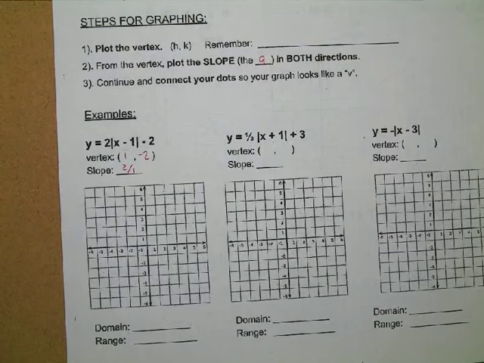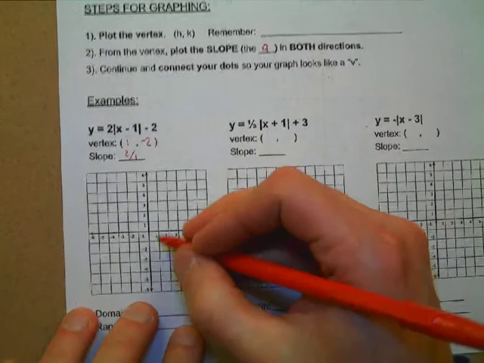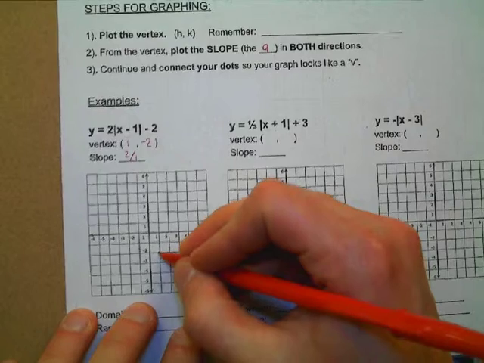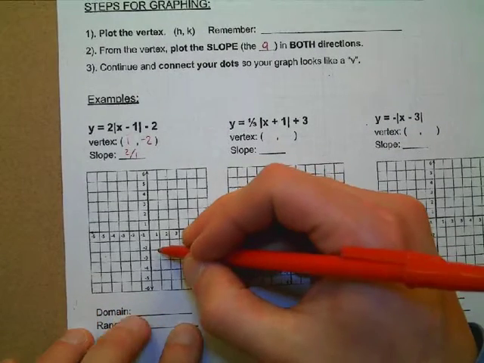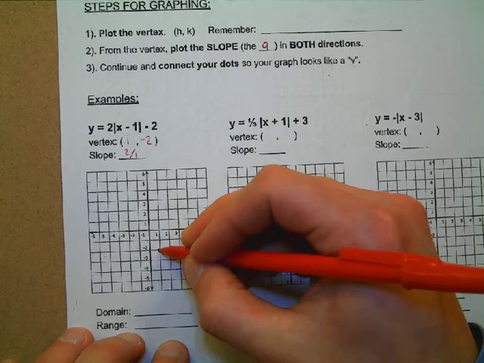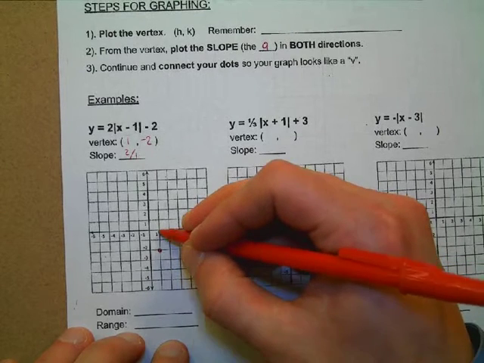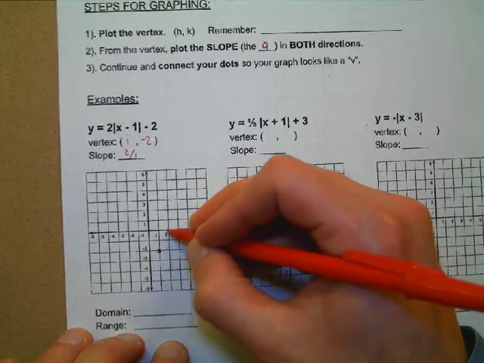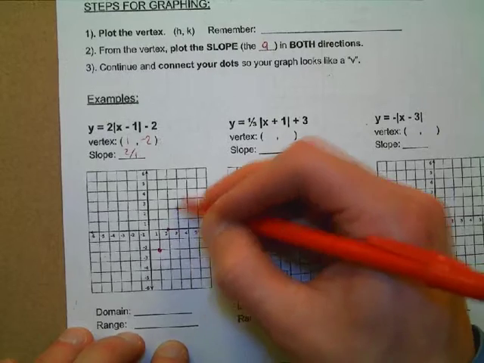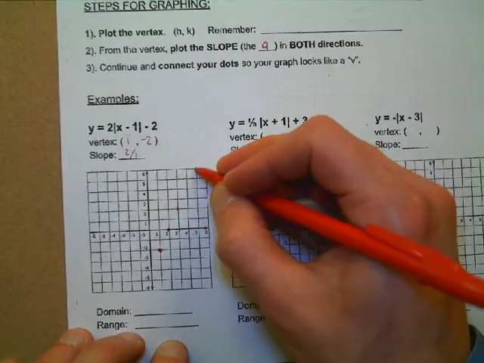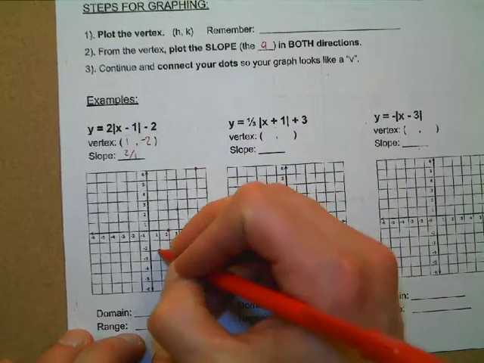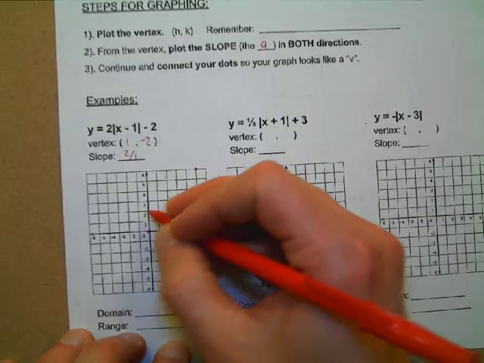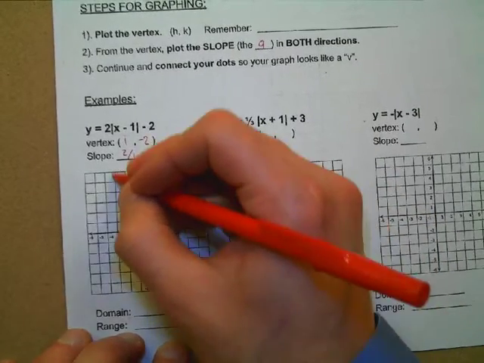All right, so let's plot our vertex. Right 1, down 2. There's our point. Our slope tells us to go up 2, right 1, and keep going until you run out of space. Besides going up 2 and right 1, we'll also go from our vertex up 2 and left 1. Just keep going until you run out of space, and then connect the dots.